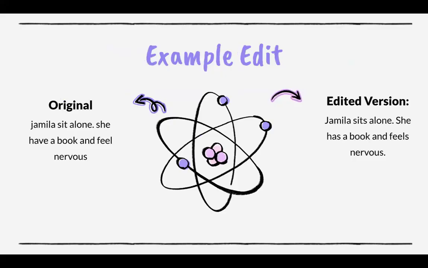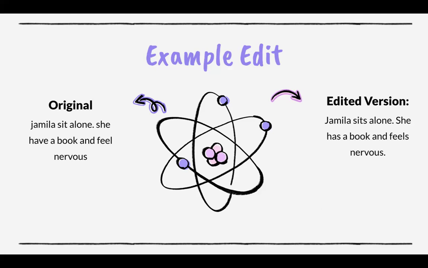So original: Jamila sit alone. She have a book and feel nervous. Here there are a lot of problems. We can see first off that the J in Jamila is not capitalized. Sit is the wrong verb tense. She needs to be capitalized. Have is the wrong verb tense. Feel is also the wrong verb tense. And we have forgotten punctuation at the end of this sentence.